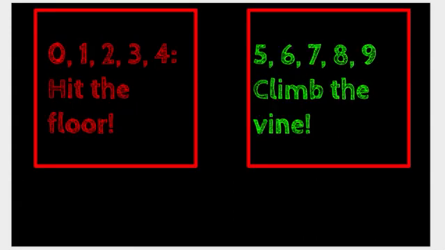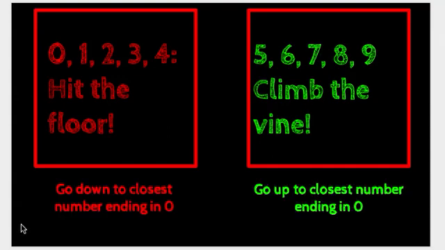So here's one of our rules that we talk about when rounding. 0, 1, 2, 3, 4, you hit the floor. 5, 6, 7, 8, 9, you climb the vine. So what this means is when you are looking at a number to decide if you are going to round up or down, 0, 1, 2, 3, 4, hit the floor means that you're going to go down to the closest number that ends in 0. We'll show you an example in a moment. 5, 6, 7, 8, 9, you're going to climb the vine. You're going to go up to the closest number that ends in 0.